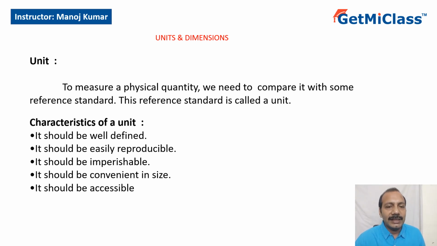It should be convenient in size. Like if I want to measure the length of a road, I can't take a meter stick and measure it, so I have kilometers as a unit there. If I want to measure clothes, then meter is a proper unit. So the unit size should be convenient. Now it should be accessible. It should not be like only a few people in the world can access it. It should be easily accessible for everyone. If all these characteristics are fulfilled, then that particular unit is internationally accepted.